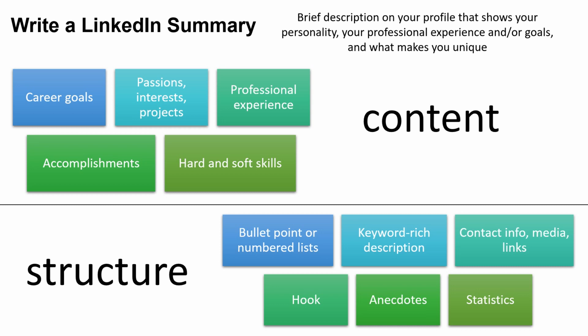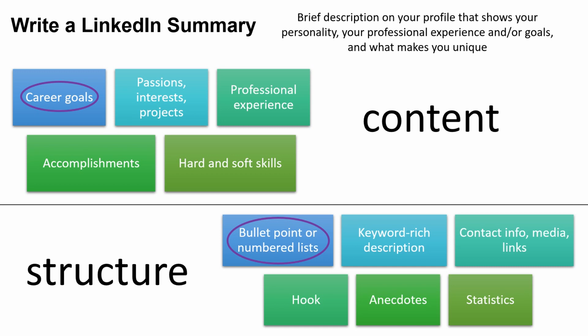So now we are going to combine these elements of content and structure to make a really good summary. What you'll do is you can match one of those elements of content with one or more of those elements of structure. So I'll give you an example. For example, I can talk about my career goals by listing them out in a bullet point or numbered list.